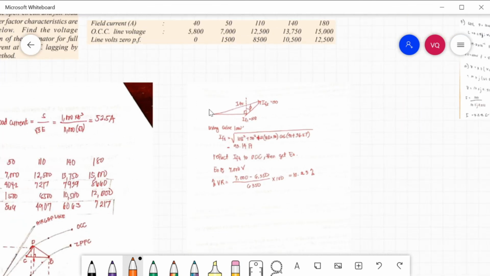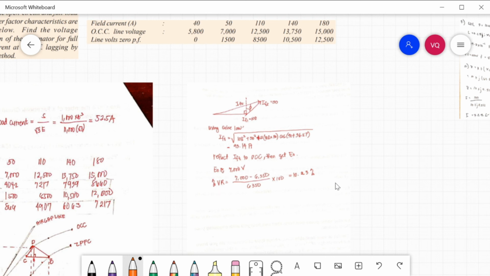This is your IF1 and this will be your IF2, 90 degrees, and then this is your power factor. Add them vectorially and you will get IFT, or using the cosine law, IFT now will be square root of 108 squared plus 30 squared plus 2 times 108 times 30 cosine of 90 plus 36.87, equal to 93.14 amperes. Then reflect this IFT again to the OCC to get the no load voltage, which is your EO. If we reflect that, you will get 7,000 volts.